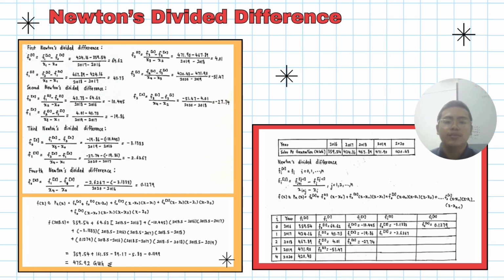Step 4, construct Newton's polynomial using the divided difference coefficients. We construct the Newton interpolating polynomial. The polynomial is expressed in terms of x minus x0, x minus x1, and so on, making it efficient for computation. Step 5, evaluate at x equals 2018.5.